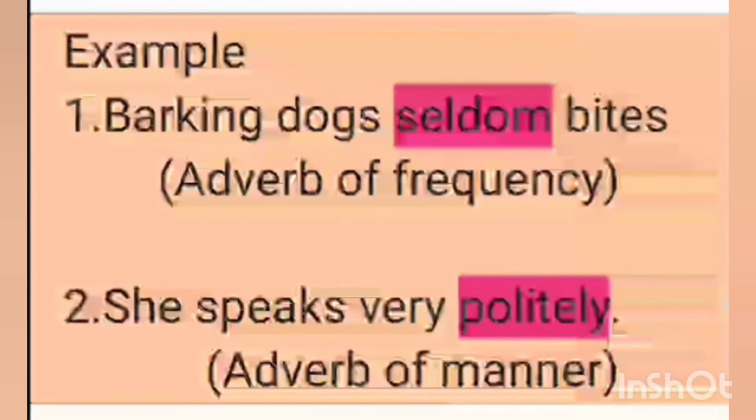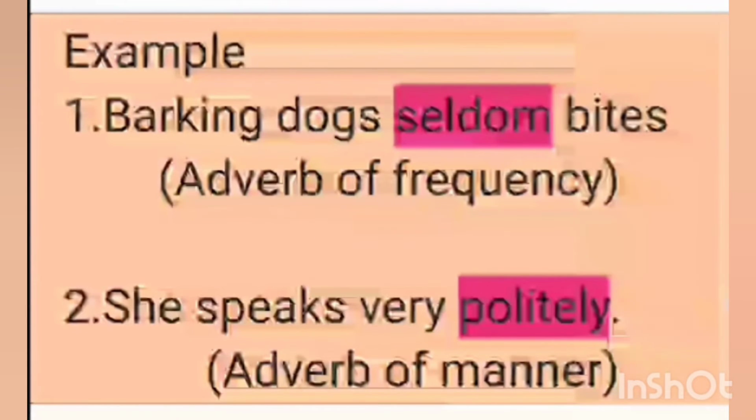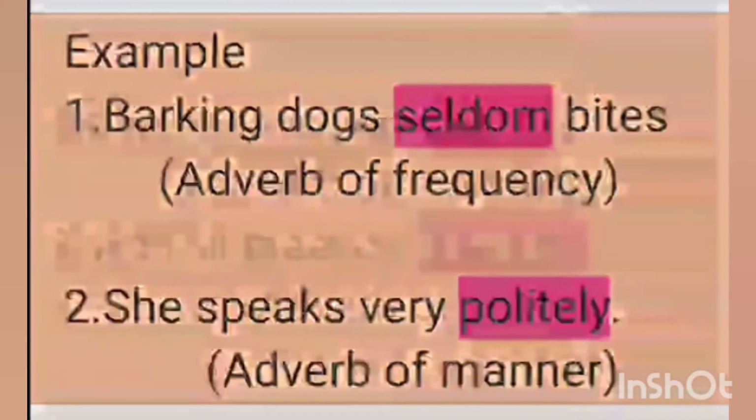Our second example: she speaks very politely. In this sentence, we know speaks is a verb, and which word is used to describe the word speak? That is the word that explains how she speaks. How does she speak? Very politely, right? So politely is the word used as an adverb here to explain the verb speaks. Politely means a mannerism, right? So here the adverb is used as an adverb of manner to explain the verb speaks.